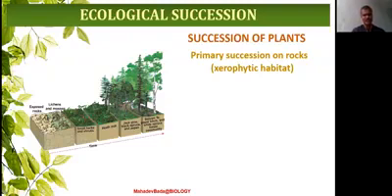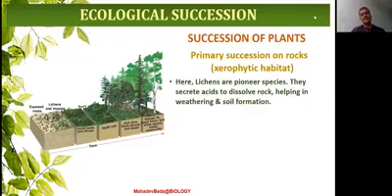Pioneer species, I told you, means they are the beginner species. At the beginning, which species will be occupying the area? Which species will be occupying that bare rock area? That area is being occupied by lichens and mosses. Remember, lichens and mosses in the xerophytic habitat will be pioneer species. Here lichens are pioneer species.